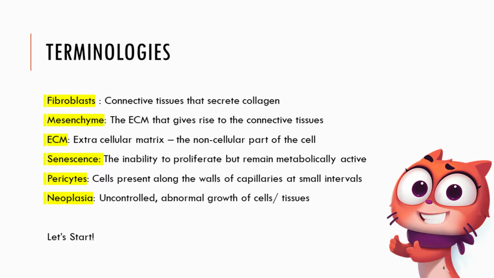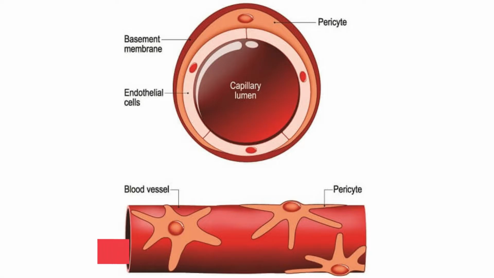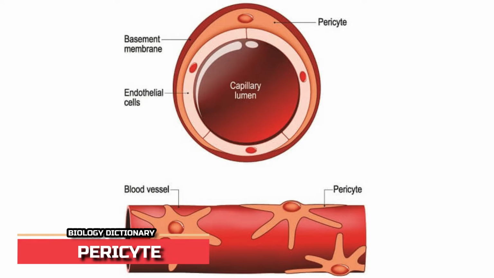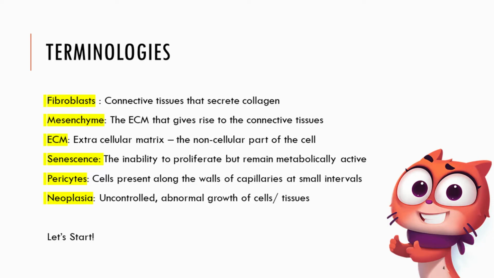There is another terminology called senescence. We are going to look at senescence shortly. Senescence is basically the inability of a cell to divide. The cell does not divide, but it remains metabolically active, which means that it is consuming nutrients. However, it is not doing any work, and we are going to look at why the cell does this. There's another term called pericyte. Pericytes are cells that line the walls of capillaries at regular intervals. Neoplasia is basically the scientific terminology for the word cancer. Neo means new, plasia means growth. Uncontrolled abnormal growth of cells is called neoplasia.